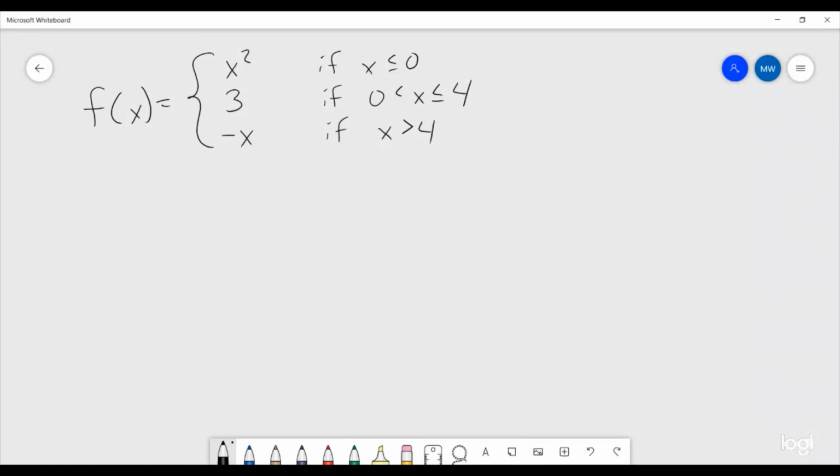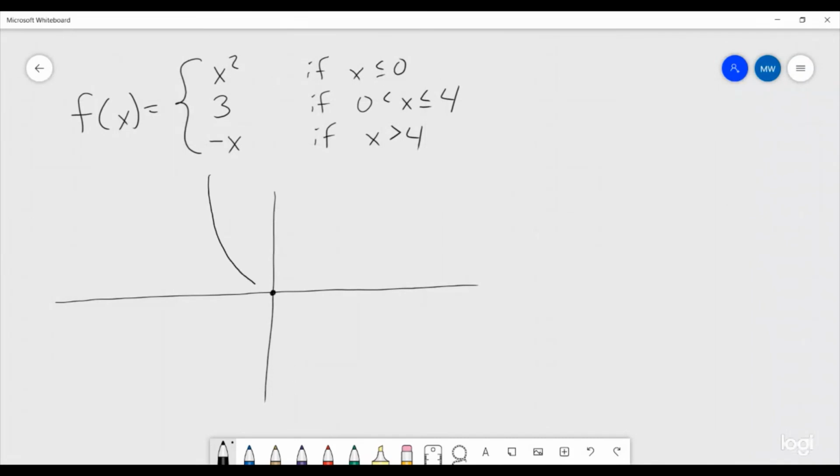If we were to look at what this would look like when graphing it, well, we know that on this side, when x is less than 0, it's going to just be x squared. So there's our graph of x squared. Let's actually get rid of that extra bit. There we go. So there is x squared. Then it's equal to 3 from 0 to 4. So 1, 2, 3, 4.